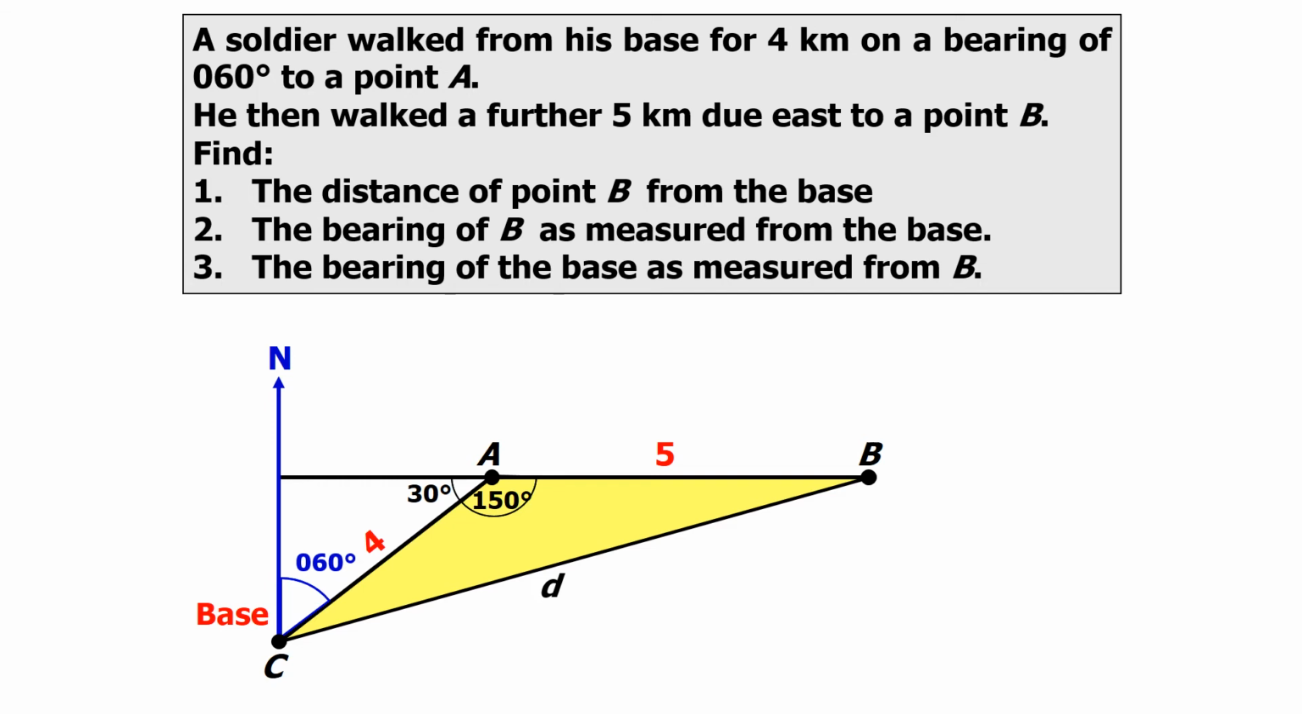Then we continue from A going east to B, a distance of 5 kilometers. So at A again, I'm going to set up that north line. And of course, we know that east is going to be 90 degrees from that north line because it's directly on our cardinal point. So we're going east 90 degrees from A for 5 kilometers, and that takes us to B.